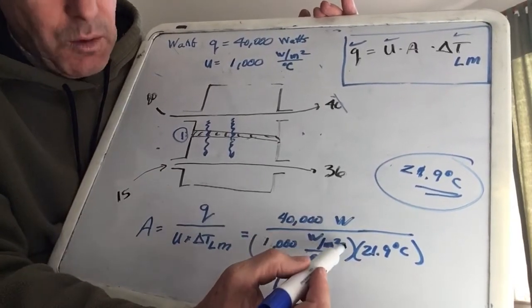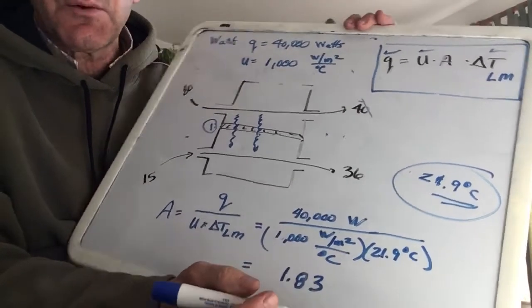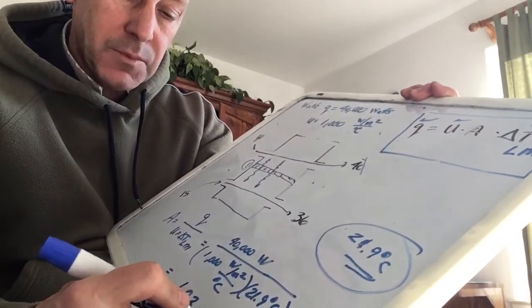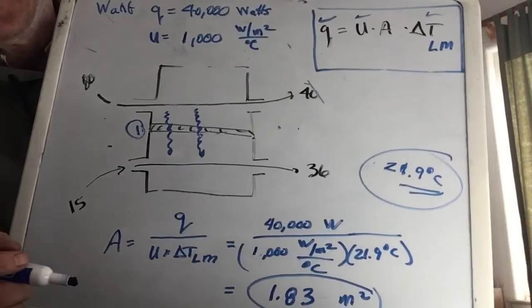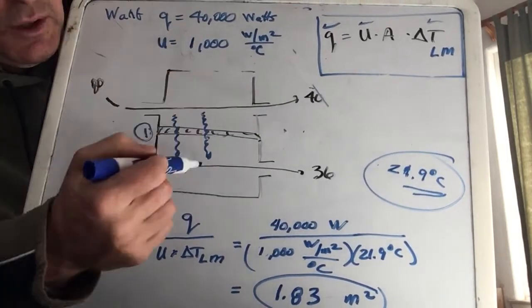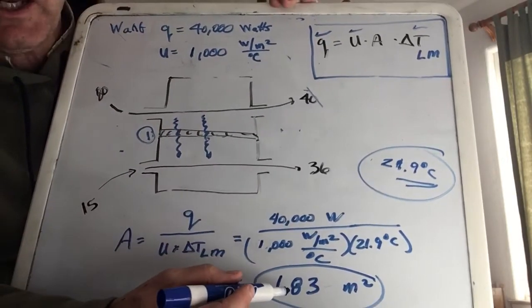And so watts over watts per meter squared is going to give us meters squared. So that works out perfectly. So that tells us, hey, if we're going to use this strategy for transferring heat out of the fluid that we're trying to cool, we need 1.83 meters squared.